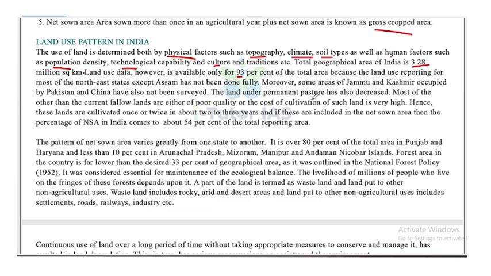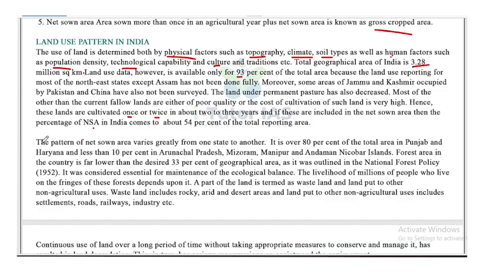The land under permanent pastures has also decreased. Most of the other than current fallow lands are either of poor quality or the cost of cultivation of such land is very high. Hence, these lands are cultivated once or twice in about 2 to 3 years. If these are included in the net sown area, then the percentage of NSA in India comes to about 54% of the total reporting area.